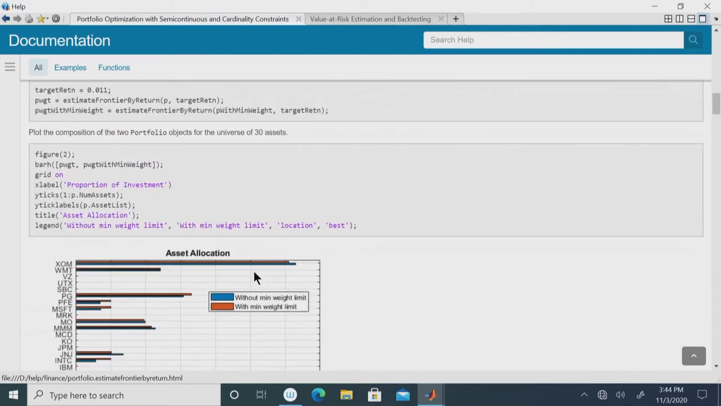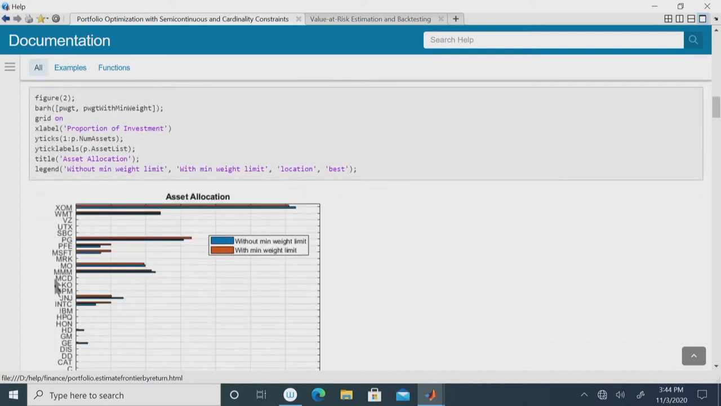And so accordingly, you can now look at the asset allocation. The asset allocation can be visualized in this picture, where for each of the assets which you identified in the previous class, the weight without the limit being imposed, that is, just with the default constraints, is marked in blue, and the one with the minimum weight limit is marked in orange.